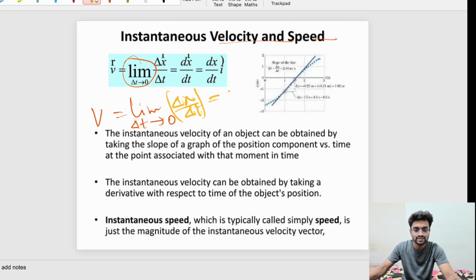We can also write it as dx by dt. Basically this is a small change: dx is a very small change in x, and dt is a very small change in time. We can say that this is the derivative of x, the time derivative.